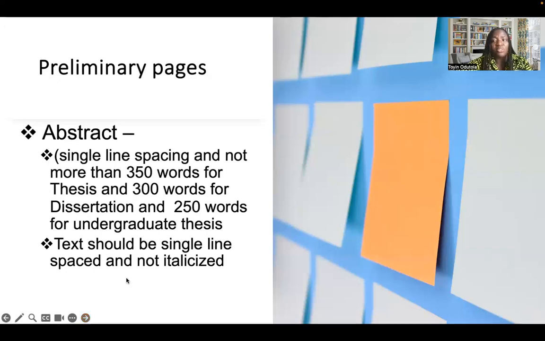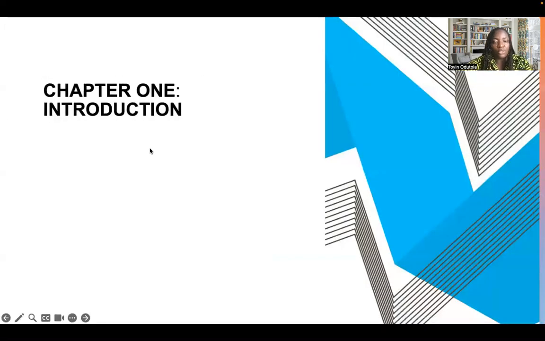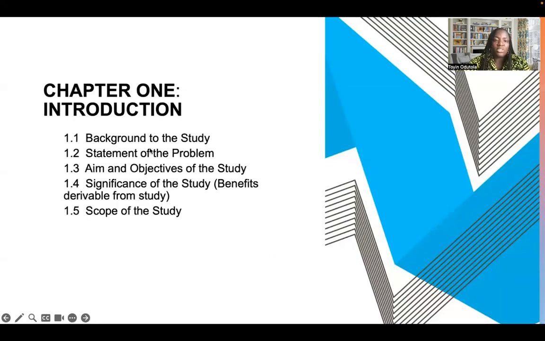And your text should be single line spaced when you're writing your abstract, and it must not be italicized. So your text should be straight. Now chapter one is actually the introduction, and what I expect to see is your background to the study, which gives a general overview of the research area that you are writing about. The statement of the problem, what's the problem you're trying to solve?